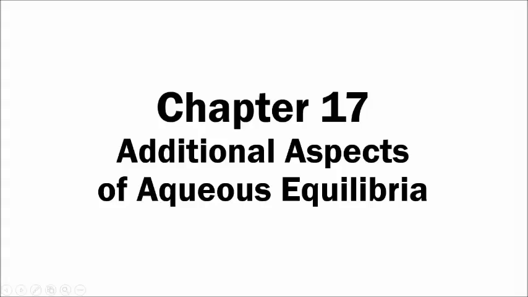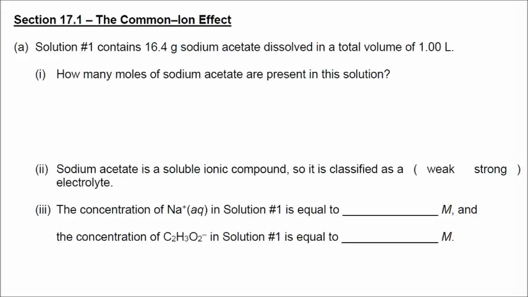These are the answers to the Chapter 17 packet, Additional Aspects of Aqueous Equilibria. So Section 1 is entitled The Common Ion Effect. We're going to take a look at 3 different solutions.